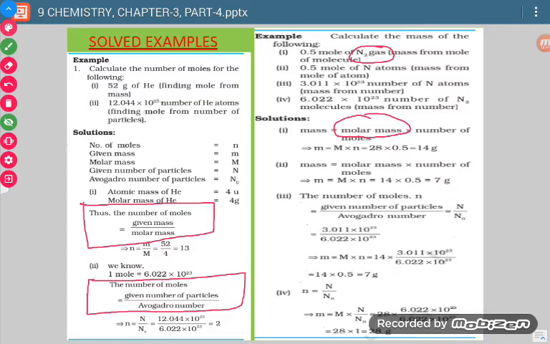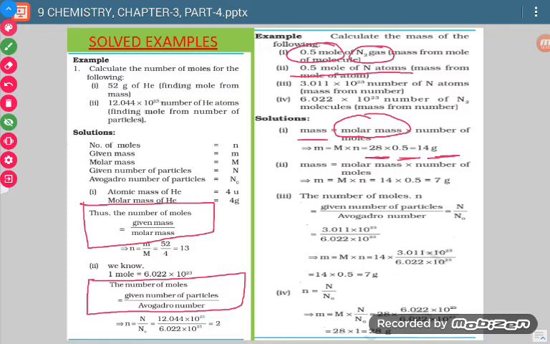Okay. Now we are given 0.5 moles. What is the weight? So total mass is equal to molecular mass multiplied by number of moles. So number of moles are 0.5. Total molecular mass is 28. So what is the mass? 14 gram. Okay.